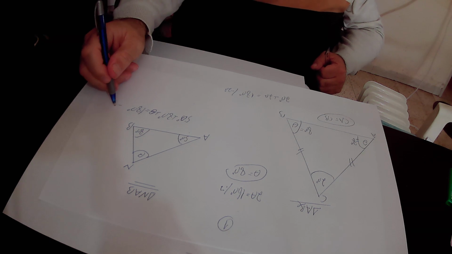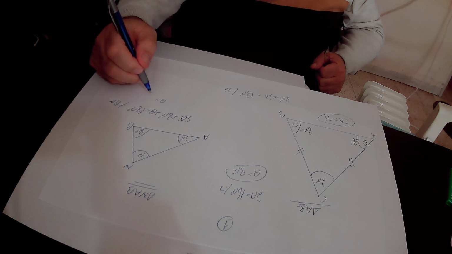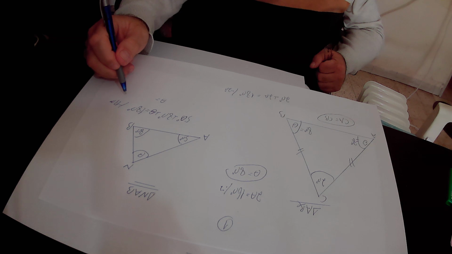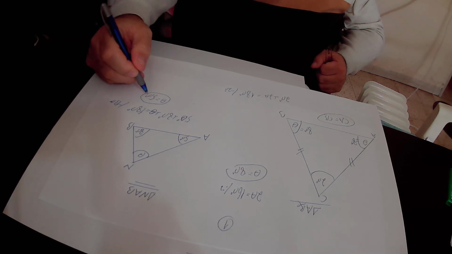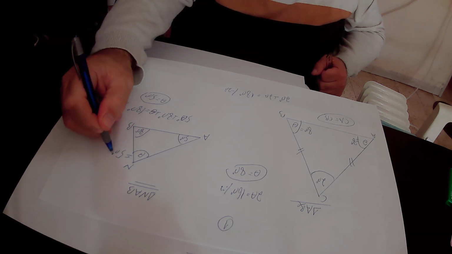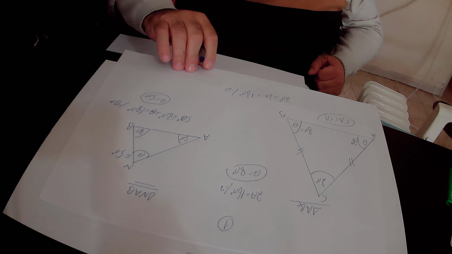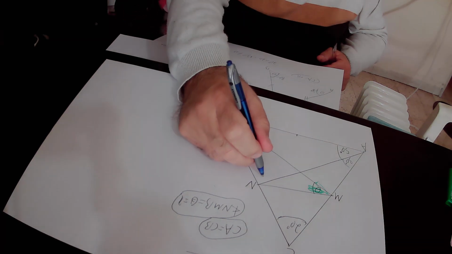We subtract 130 degrees from this equation, and we get that angle theta equals 180 degrees minus 130 degrees. It is 50 degrees. So I found out that this angle theta, that is actually angle NAB, equals 50 degrees in its size. So I write it down here. Angle NAB equals 50 degrees in its size.